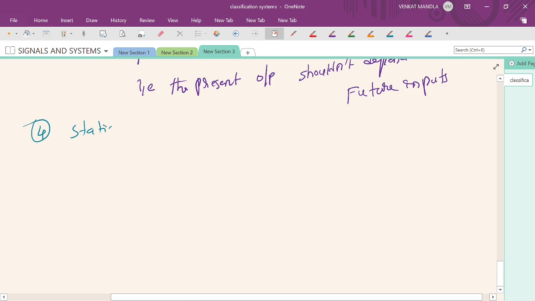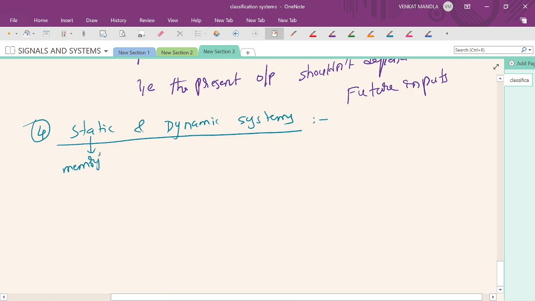Static and dynamic systems. So static is also called memoryless and dynamic is memory.